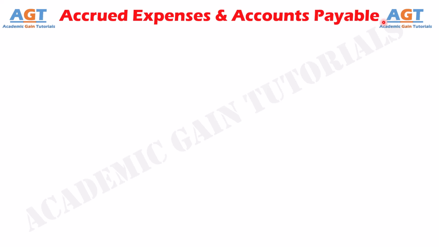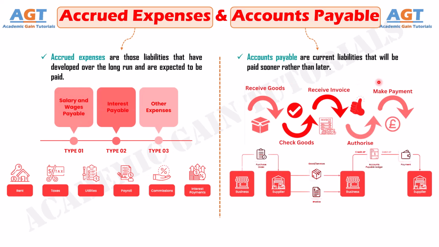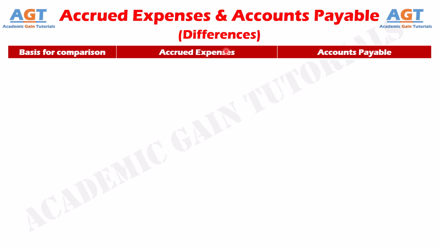In this video, we will look into the differences between accrued expenses and accounts payable. Accrued expenses are those liabilities that have developed over the long run and are expected to be paid. Accounts payable, then again, are current liabilities that will be paid sooner rather than later. So, let's look into the basic differences between accrued expenses and accounts payable in a tabular form.